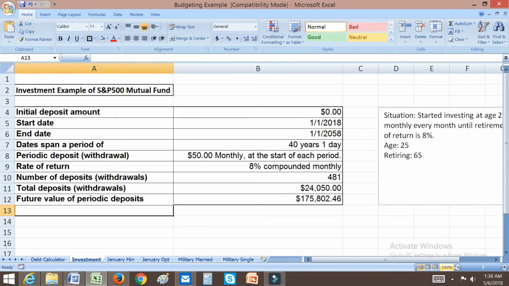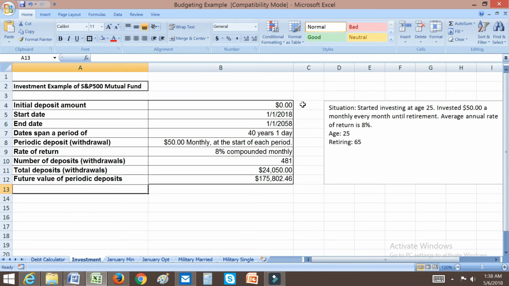Alright, so on to the investment. While you're paying off your debts, it's not a terrible idea to start your investments off early. The best investments are long-term investments where you have time to let the interest compound over time. So the sooner you start, the better. In this example, you are relatively fresh out of college. You're going to start investing at age 25, and you're going to invest $50 every month until you retire, which will be about 40 years from now. And your average annual rate of return is 8%.